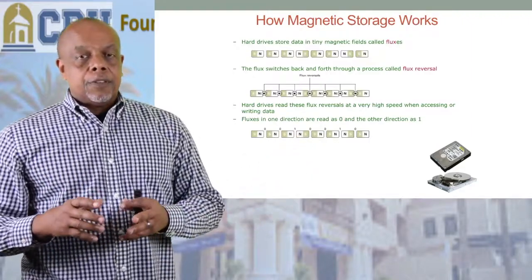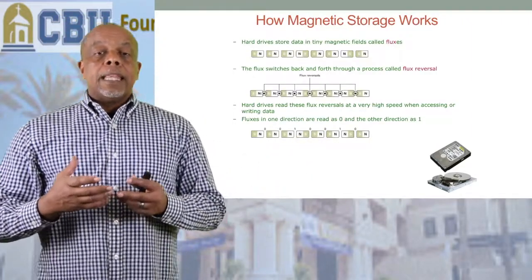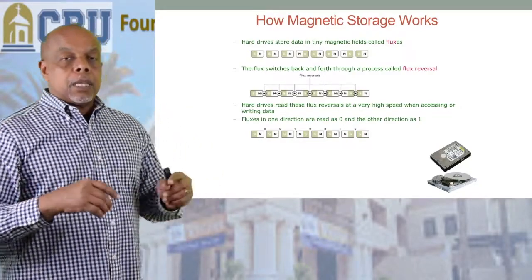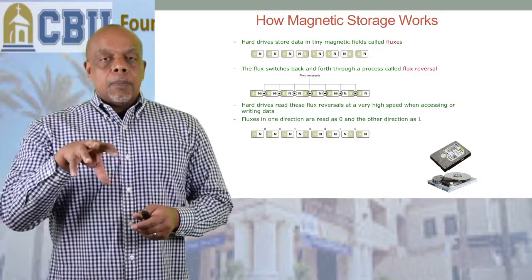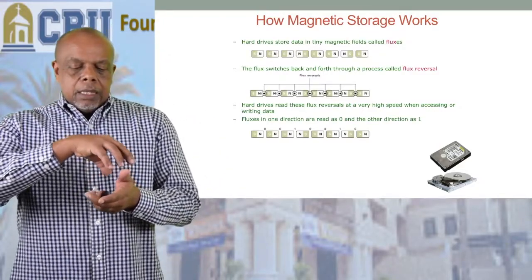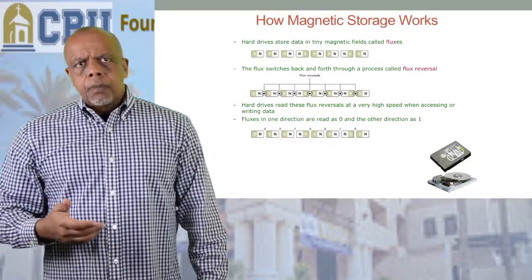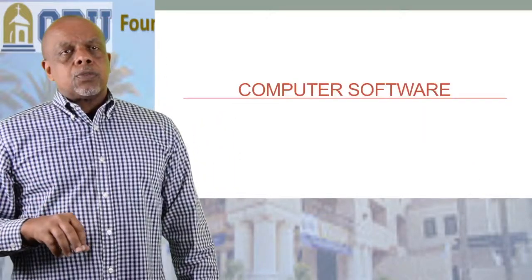So that's how, in a very simplistic manner, data is written onto a magnetic media and how we're able to read it off because of the flux reversal. The magnet and your head, the head that moves around it, is able to actually register and read those reversals.